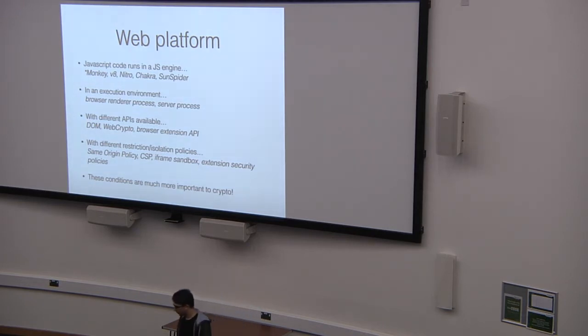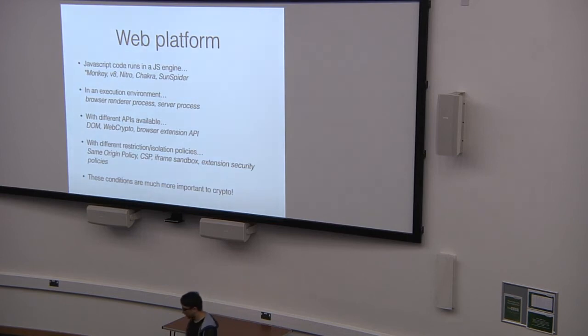That language engine runs in an execution environment, like, say, a browser renderer process or a server process, like Node.js, for example. There's also different APIs available to JavaScript code, like, say, DOM implementation, if it runs within a browser, web crypto for some browsers, a browser extension API, and so on and so on. So there's different things that the JavaScript code can actually call.